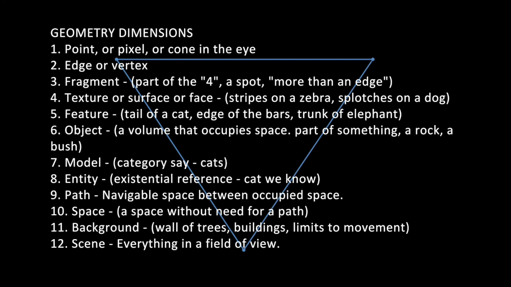So again, in geometry, they're point or pixel or cone in the eye, edge or vertex, fragment, texture. Fragment would be like a little bit of the 4 or a little bit of the 3 or the top of the letter T. Texture or surface or face. Texture is pretty obvious by now. Feature would be a sub-object that you could call out. An object, meaning a value that occupies space. A model, say all cats. An entity, saying a cat that we know. A path, space, background, and scene. Background tending to be limits. I tend to think of the background as walls.